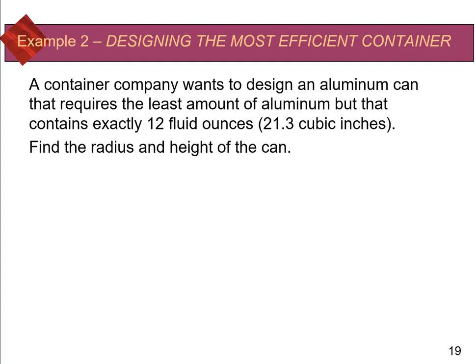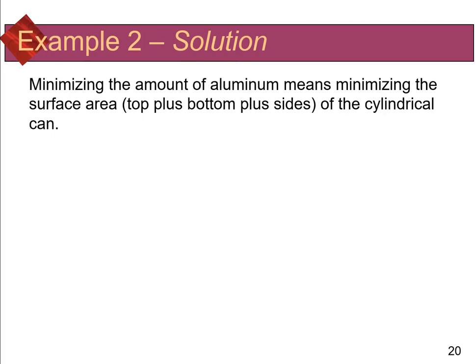So, designing a most efficient container. Here's an application problem. They give you a container that's to hold 12 fluid ounces, or about 21.3 cubic inches. Find the radius and height of the can, where you're using the least amount of material, but will definitely hold that amount. So minimizing the amount of aluminum means minimizing the surface area.